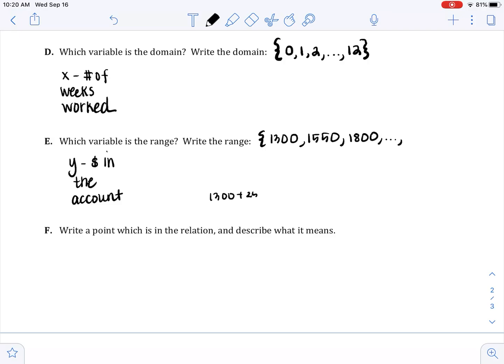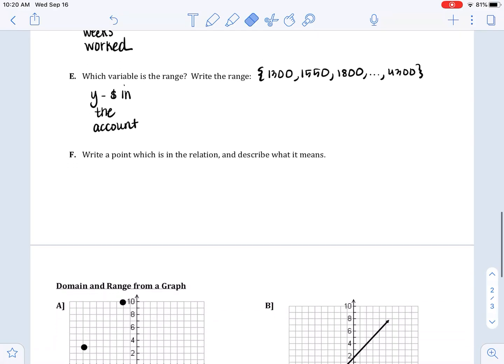So I'm going to do that. I'm going to do 1,300 plus 250 times 12, and I'm going to figure out how much he made after 12 weeks. I can pop that in my calculator, and that's $4,300. And now I don't need this.